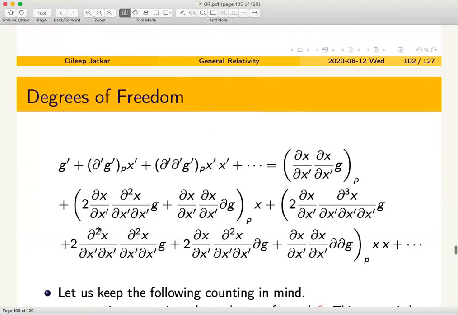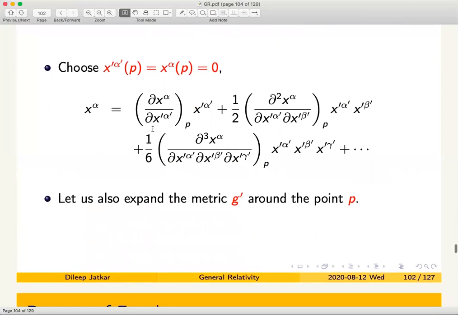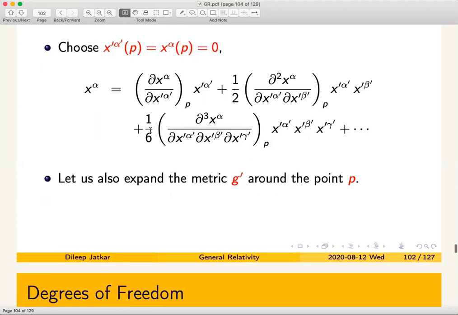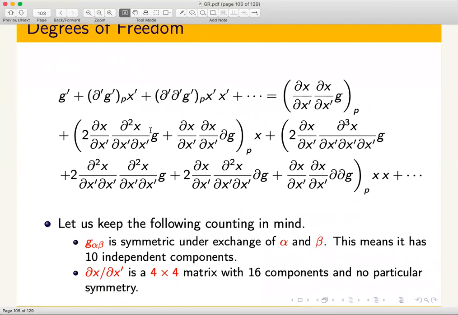On the other hand, this term that we have written down here, dx alpha by dx prime alpha prime, this expression carries two indices, alpha and alpha prime. Okay, so if you think of this as a component of a matrix carrying index alpha and alpha prime, then there is no particular symmetry between alpha and alpha prime. Under the exchange of alpha and alpha prime, nothing special happens in this expression. So therefore, you would say that it has 16 independent components. It's a 4 by 4 matrix with 16 components, and no particular symmetry.